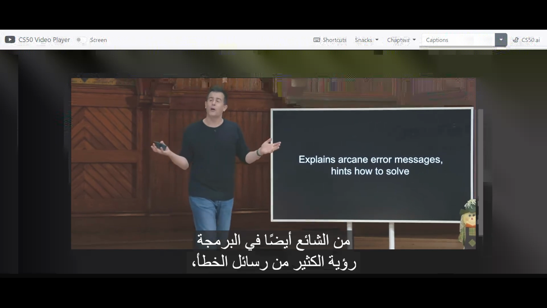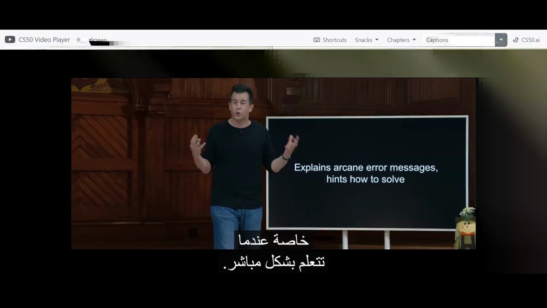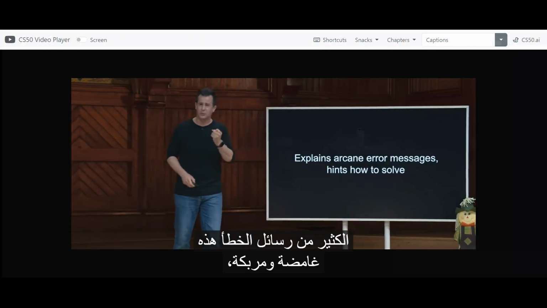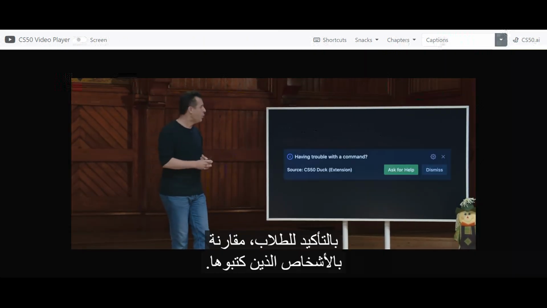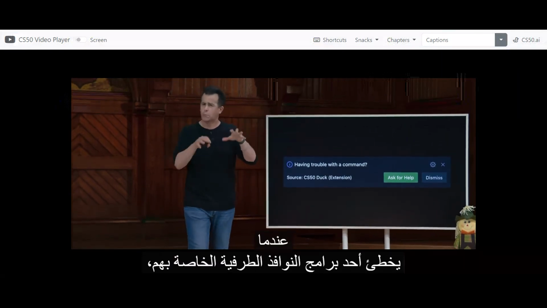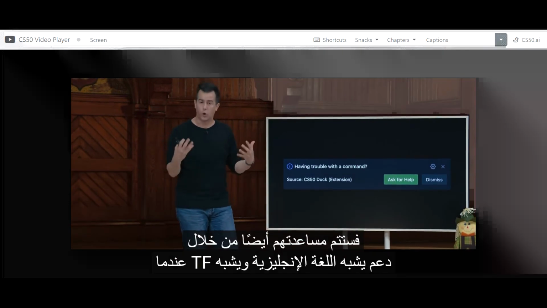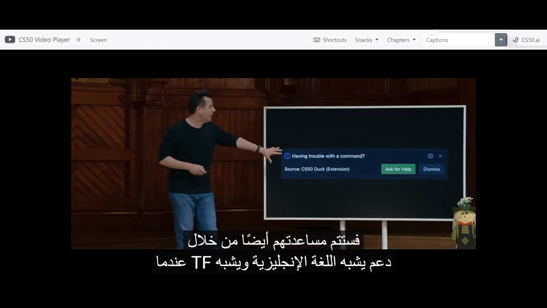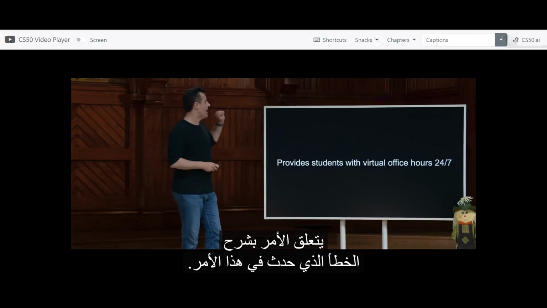It's common too in programming to see a lot of error messages, certainly when you're learning firsthand. A lot of these error messages are arcane, confusing, certainly to students versus the people who wrote them. Soon, students will see a box like this. Whenever one of their terminal window programs errors, they'll be assisted too with English-like, TF-like support when it comes to explaining what it is that went wrong with that command.